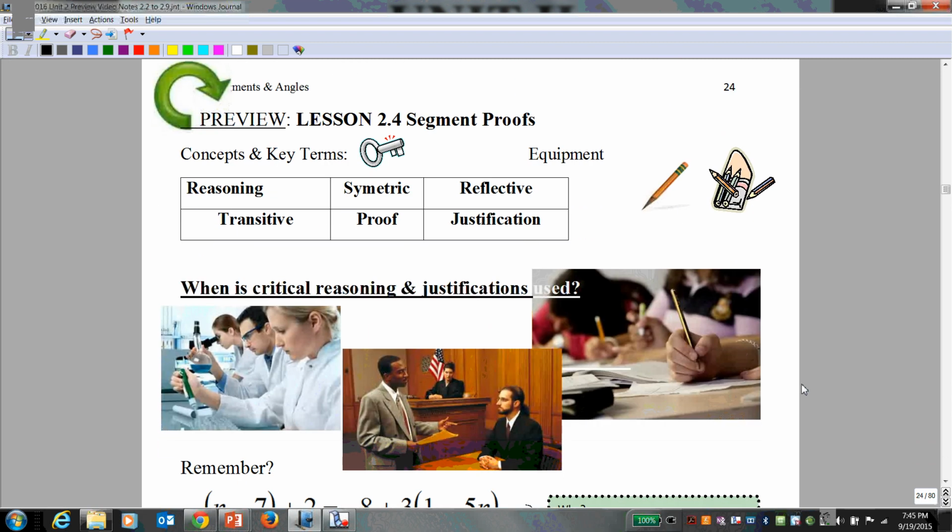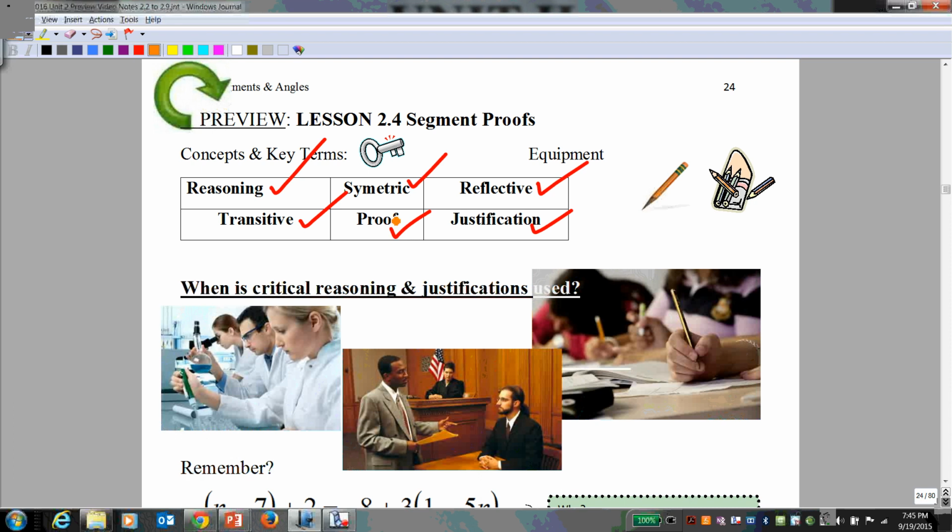So in today's lesson, we're going to read. By the time we're done, you're going to be familiar with this concept of reasoning, symmetric, reflexive, transitive, proof, justification.